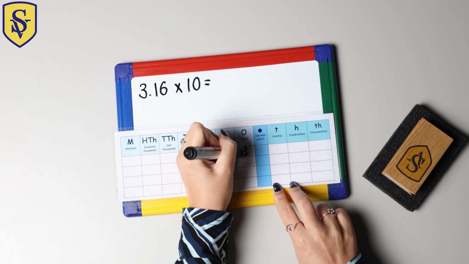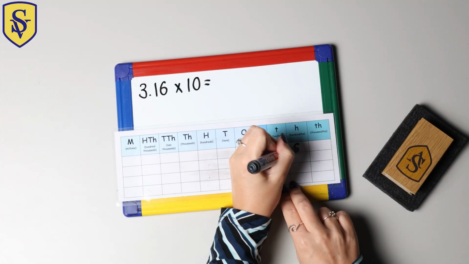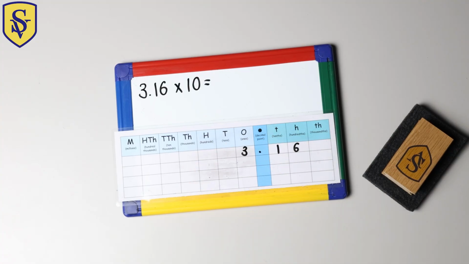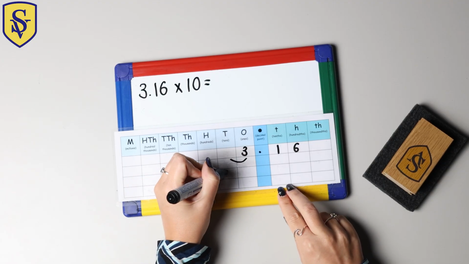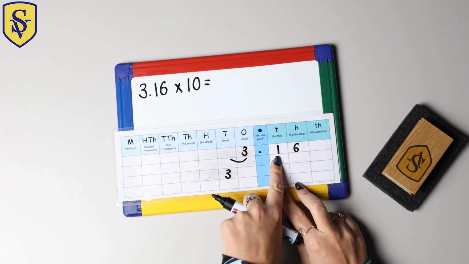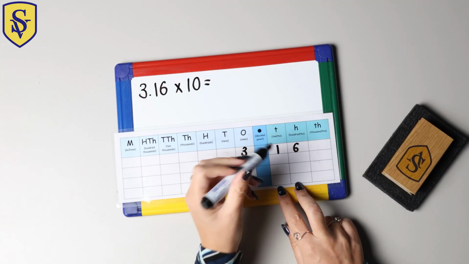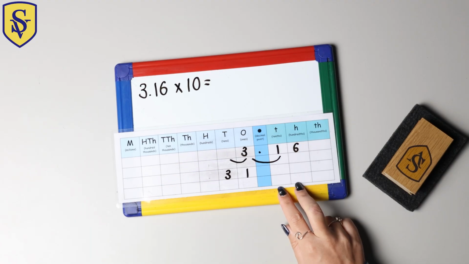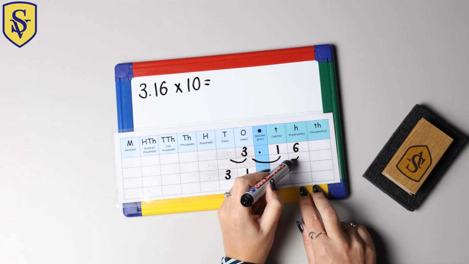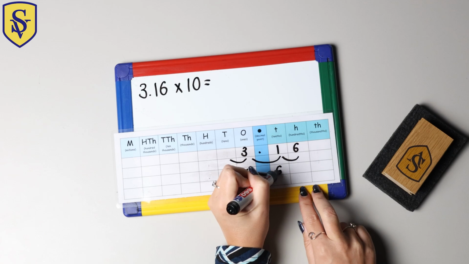So 3.16. And then as we're multiplying by 10, we are going to make it bigger. So we're going to move to the left, and there is 1 zero. So everything's going to move 1 place to the left. I'm going to start with the 3, 1 jump to the left. And then the 1 has to jump over the decimal point. And it's going to go there. And then the 6 jumps across 1 and goes here.